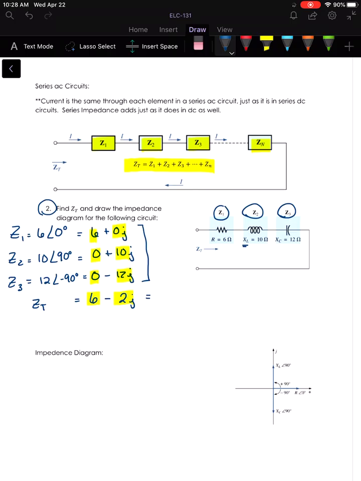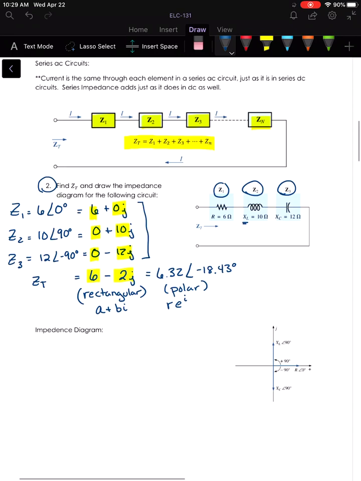And at this point, if you want, we could convert that back to polar form, which would be 6.32 at an angle of negative 18.43. So this is rectangular form, or in your calculator it probably says A plus BI, and this is polar form, which in your calculator is probably R e to the something I or something like that. So that would be the total impedance of our series network here.